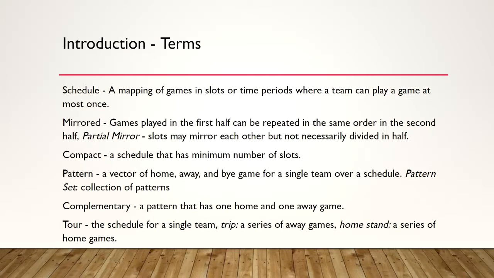A compact schedule is one that has a minimum number of slots. A pattern is a vector of home, away, bye games for a single team over a schedule. A pattern set is a collection of patterns. Complementary is a pattern that has one home and one away game. A tour is the schedule for a single team. A trip is a series of away games. A homestand is a series of home games.